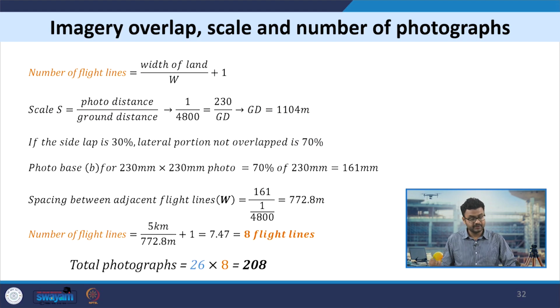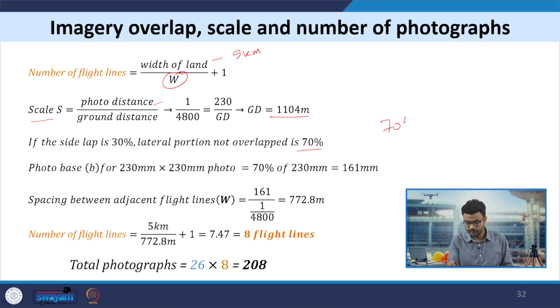And the number of flight lines is equal to width of land divided by W plus 1. So we know the width of the land in this case is given as 5 kilometer. However, we do not know the spacing between adjacent flight lines, which is W. What we know, however, is that the spacing between flight lines is equal to the portion which is not overlapped multiplied by the ground distance. So the ground distance based on the scale and photo distance is 1104, and the portion which is not overlapped is 70%.